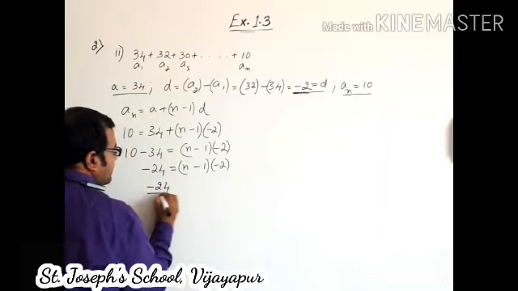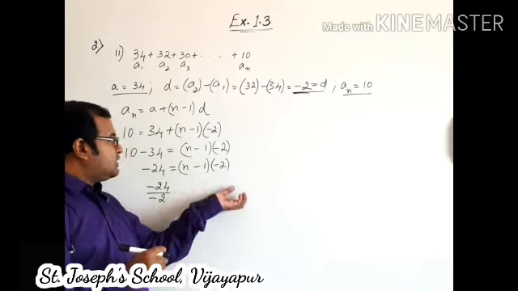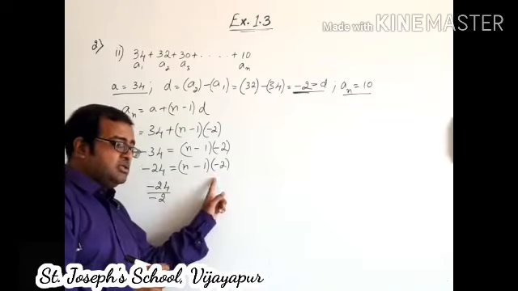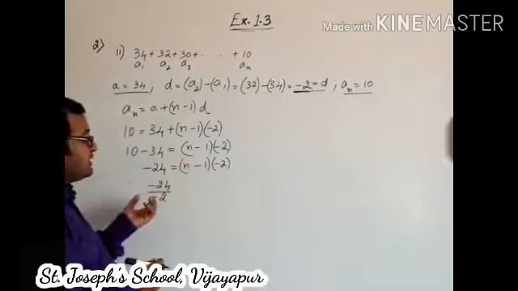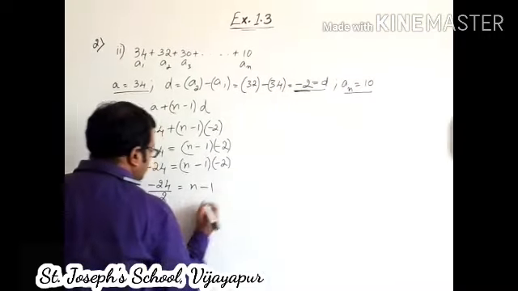Minus 24 divided by minus 2. Many students get confused here. Sir, minus 2 doesn't it become plus 2? No, it is a product. So minus 2 remains minus 2 but becomes divided by, which is equal to N minus 1.